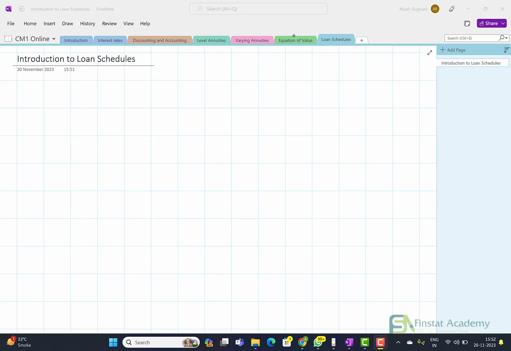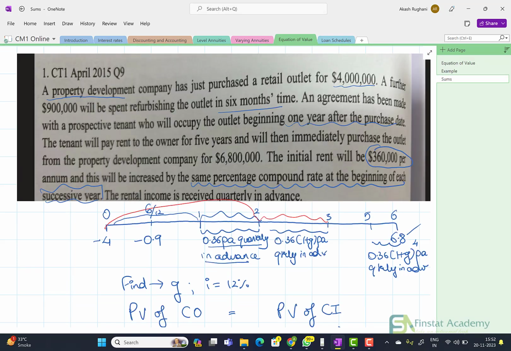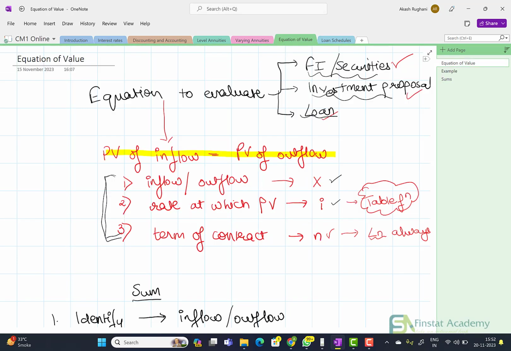Before I go ahead, I'll quickly recap what we did in equation of value. When we were doing the equation of value, I told you that this equation, present value of cash inflow is equal to present value of cash outflow, is used to evaluate certain things: financial instruments or securities, investment proposals, or loans. Each of these three applications of equation of value is a further chapter. So chapter 11 is the application of equation of value in loans.